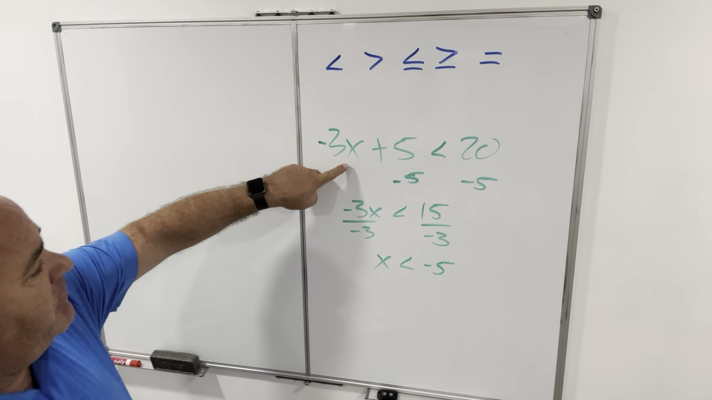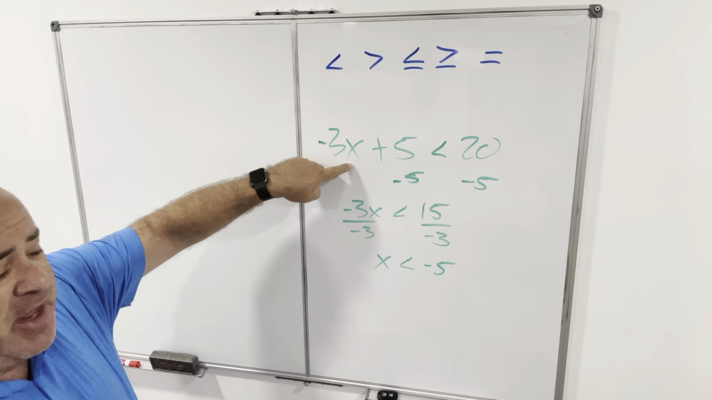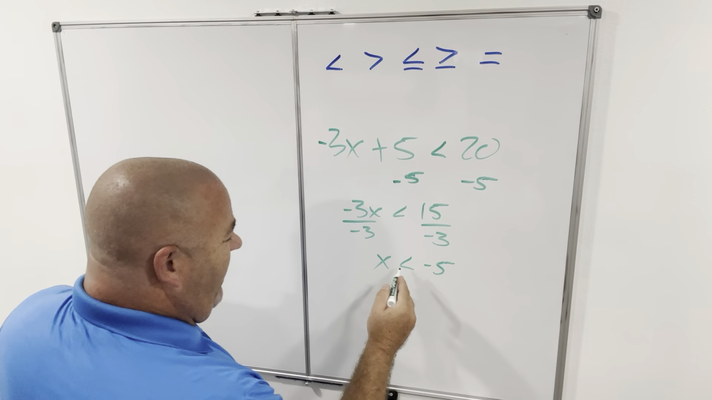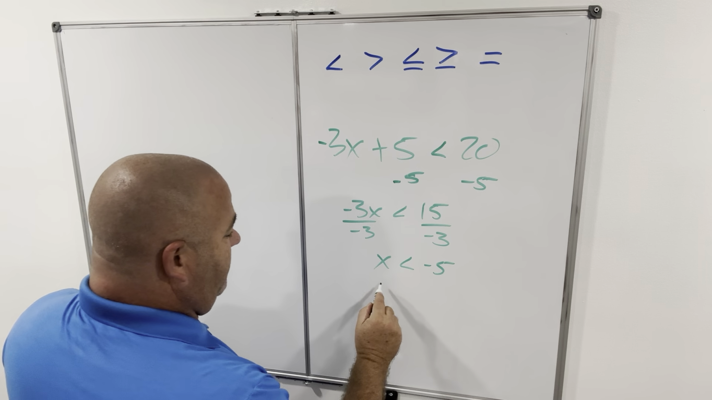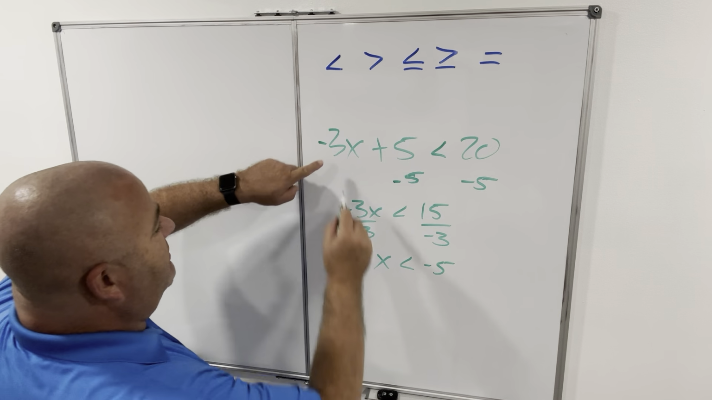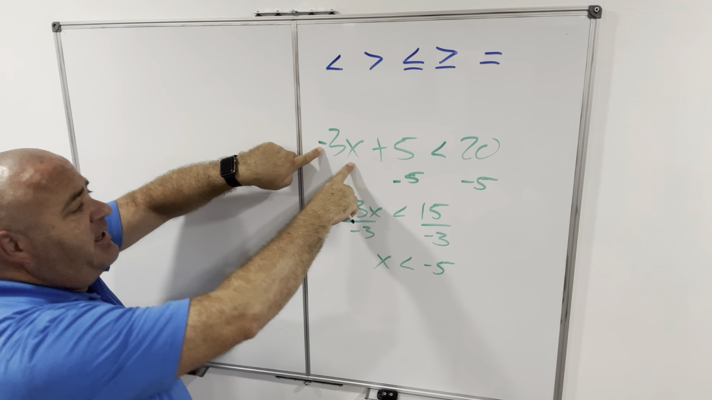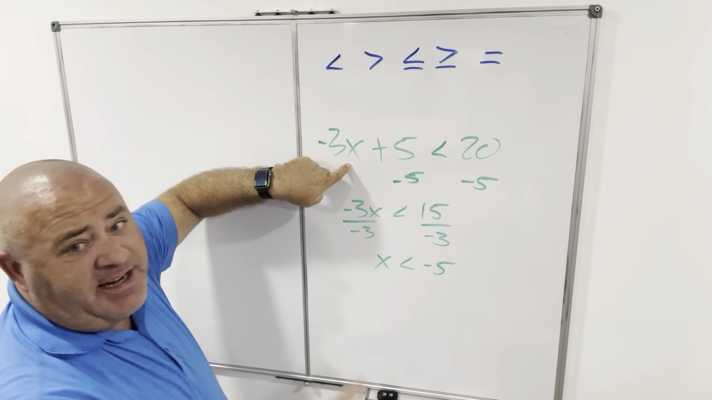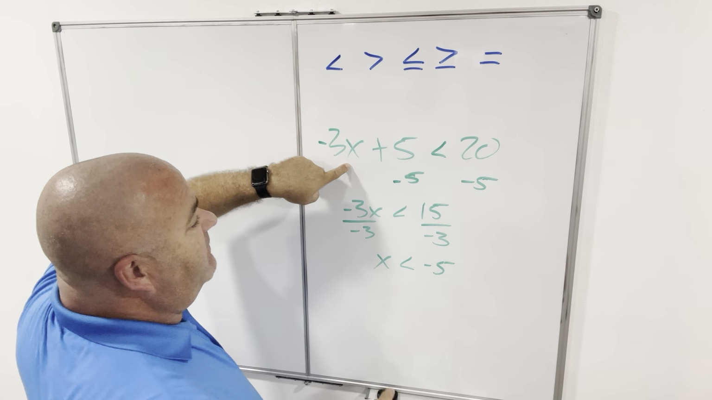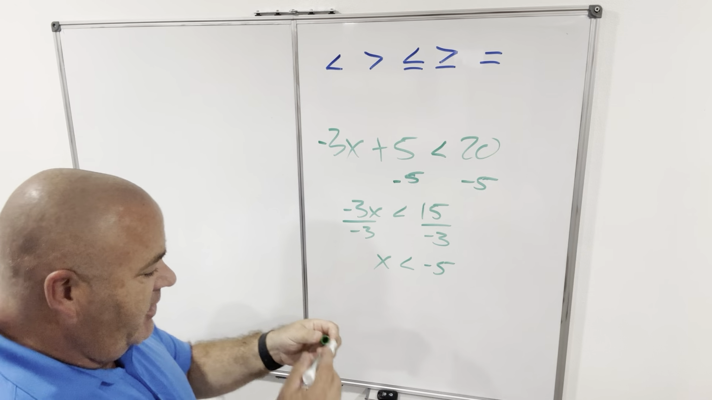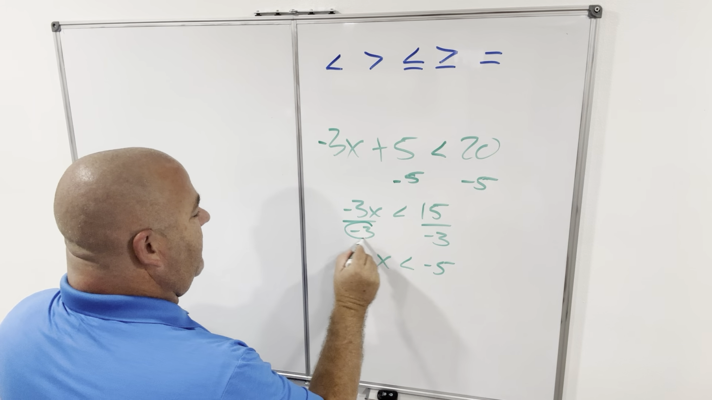So we should be able to plug a negative 5 into here. And in fact, let's just pick a number that's less than negative 5. So let's say negative 6. Negative 6 is less than negative 5. So if we plug a negative 6 in here, negative 3 times negative 6 is 18, positive 18, plus 5 is going to be greater than 20, and so this is no longer accurate. And the problem comes right here.